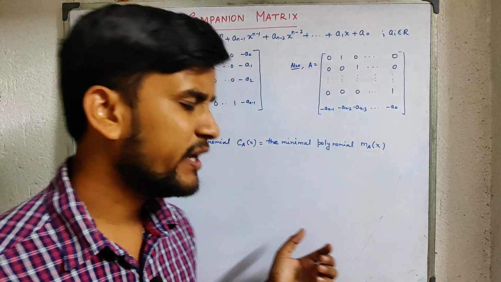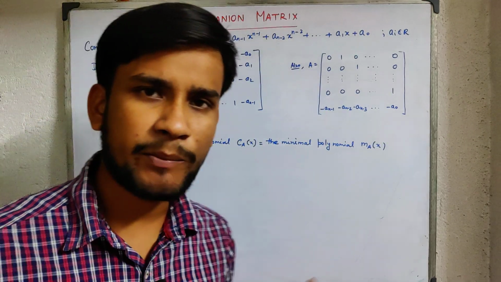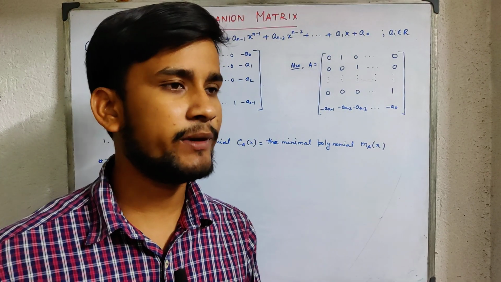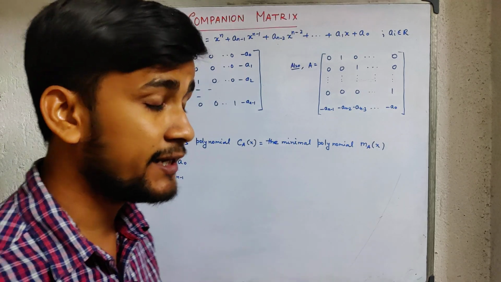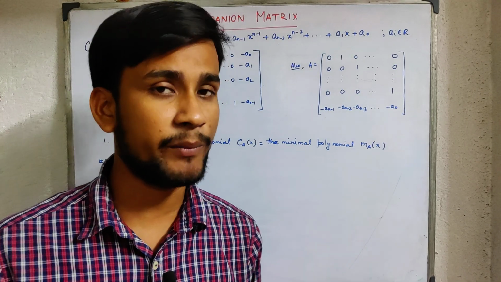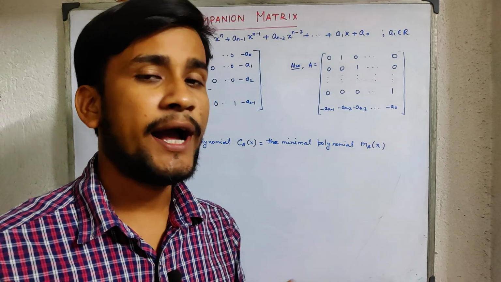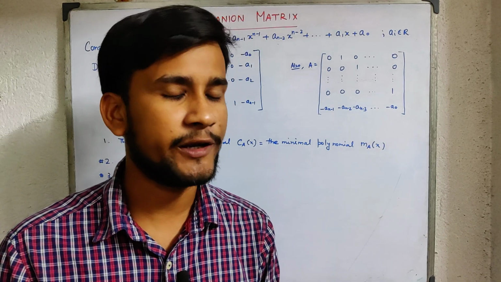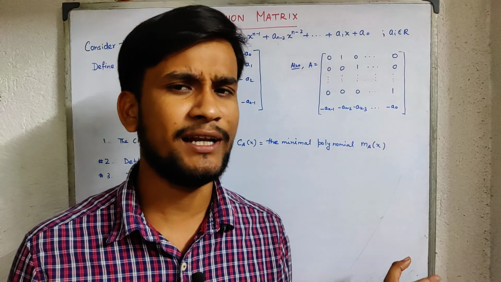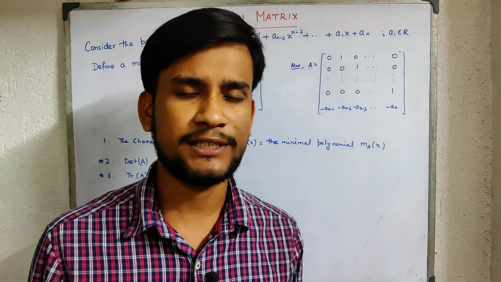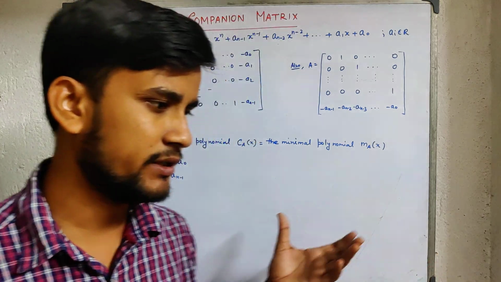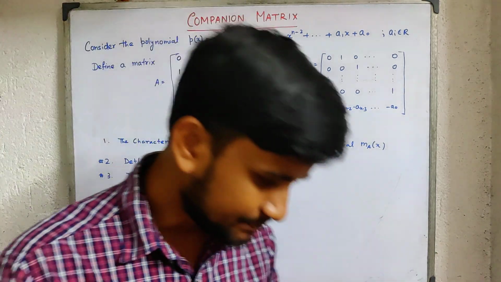So today in this video we are going to discuss what is companion matrix, how can we write the companion matrix, and if there is any special nature of this companion matrix, and so on, and the characteristics of the companion matrix, that is the eigenvalue, eigenvector, and trace and determinant. These are the characteristics. So in this video we are going to discuss these types of things.